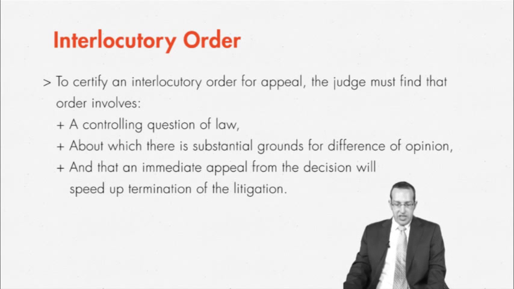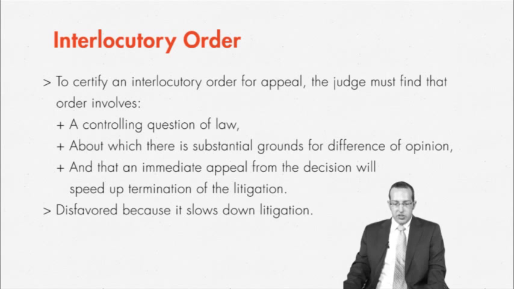2, about which there are substantial grounds for difference of opinion, which means that the appellate court is likely to disagree, or at least there's a good chance that it will. And 3, the fact that it might disagree and that it's a controlling question, by sending it to the appellate court, we're likely to speed things up. Because if we wait until the end of the litigation, the question goes up to the appellate court and the appellate court disagrees, we might have to come back down to the trial court and redo a lot of the litigation because that controlling question of law changes the flow of the rest of the litigation.